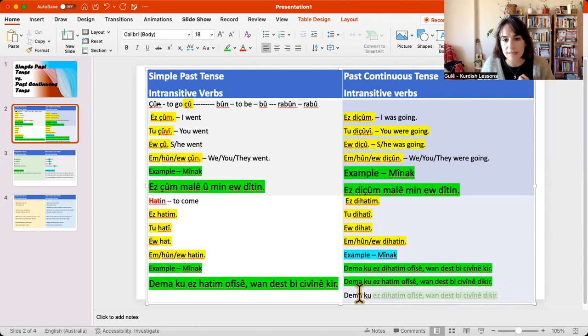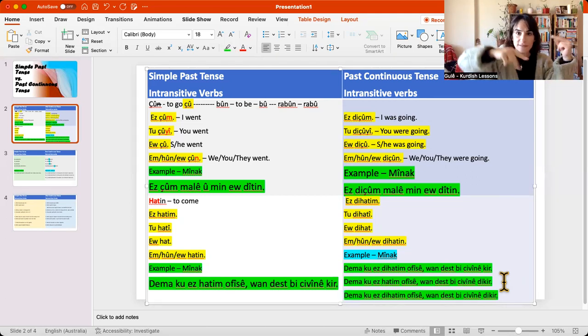And the third example, when I was coming, they were starting. So I was on the way, I was coming, and they were starting. So I didn't see them when they were starting. If you want to give this kind of little information, you can use continuous. For example, I was preparing a video, it was raining.